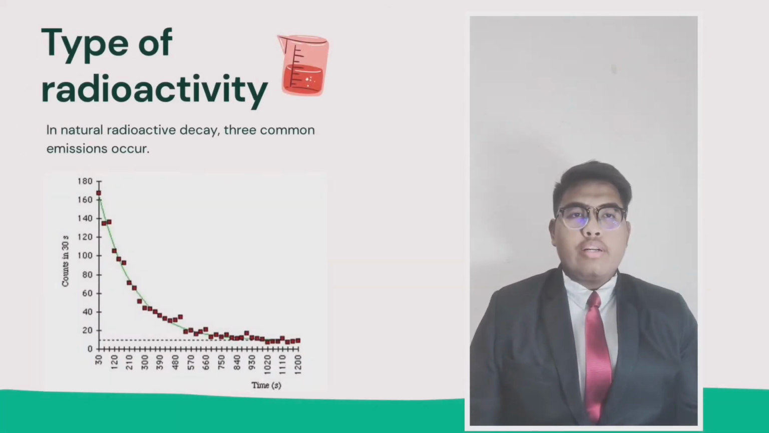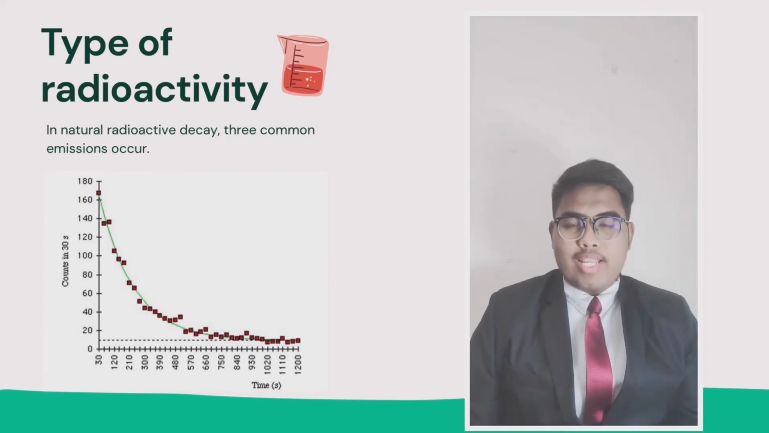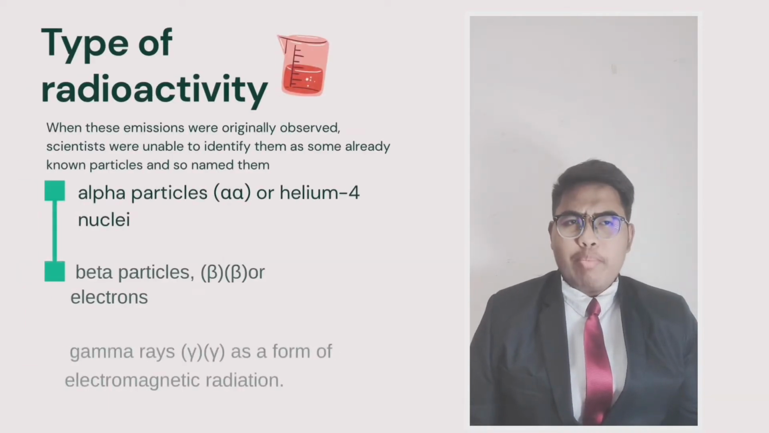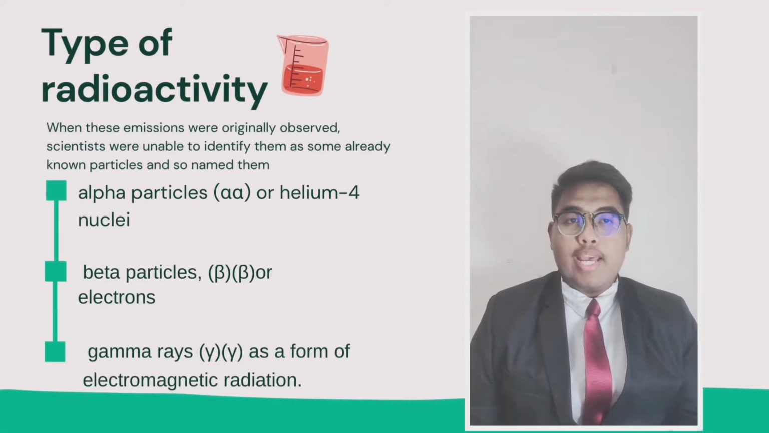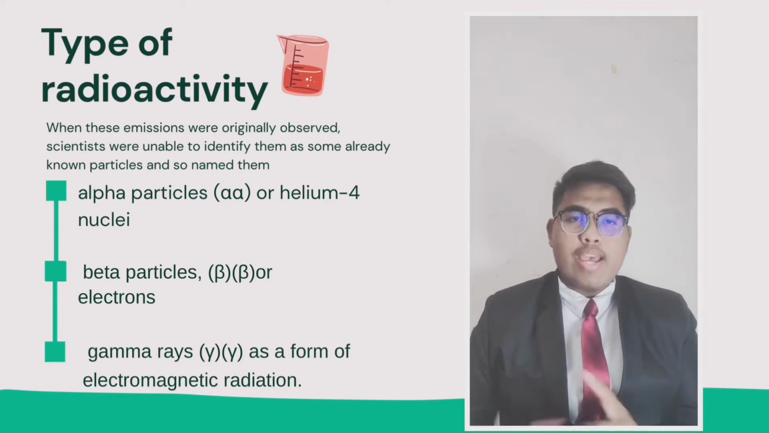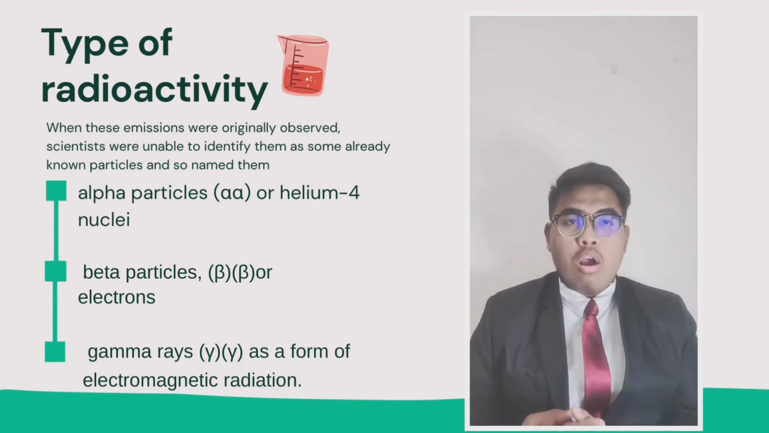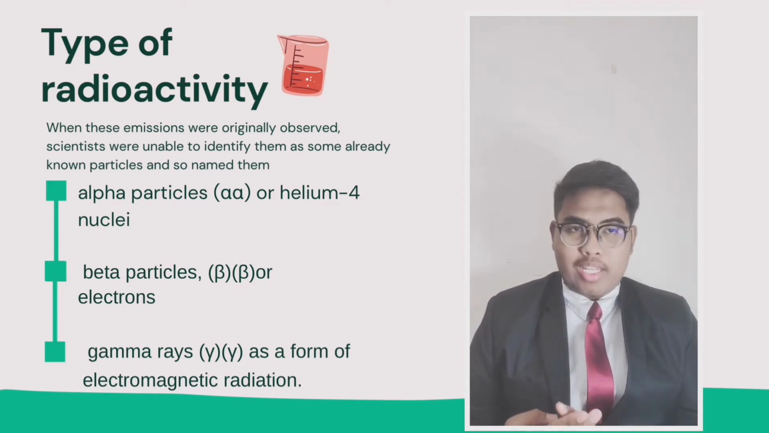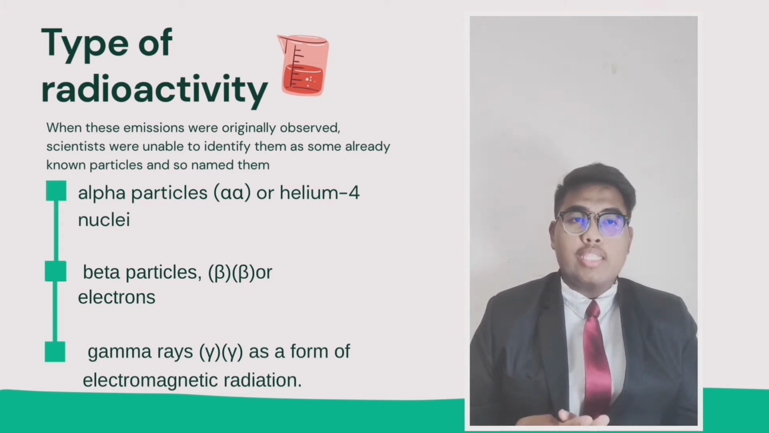In natural radioactive decay, three common emissions occur. When these emissions were originally observed, scientists were unable to identify them as some already known particle and so named them. The first is the alpha particle, or helium-4 nucleus. The second is the beta particle, or electron, and the third is the gamma ray, a form of electromagnetic radiation.